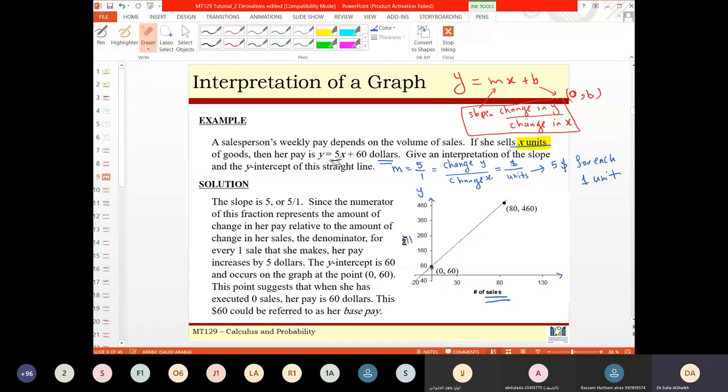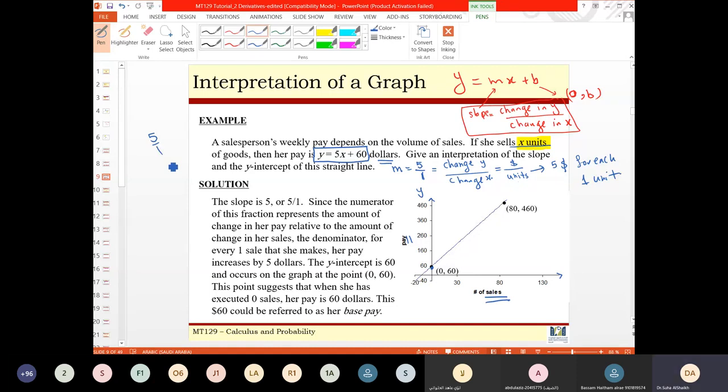5 is 5 over 1. Why do I make it 5 over 1? Because I'm talking about slope, which is change in y over change in x. But I have to have a number down to compare with. It's 5 over 1. The 5 by itself means 5 over 1.